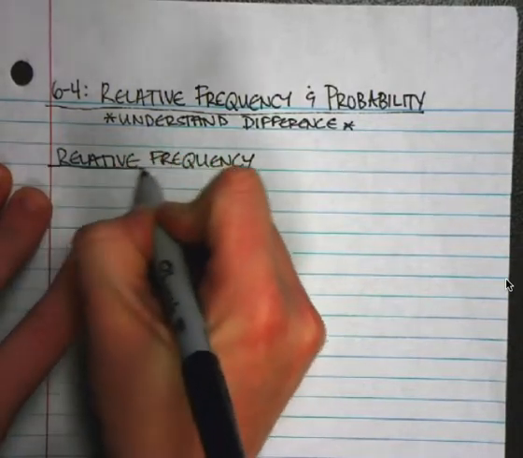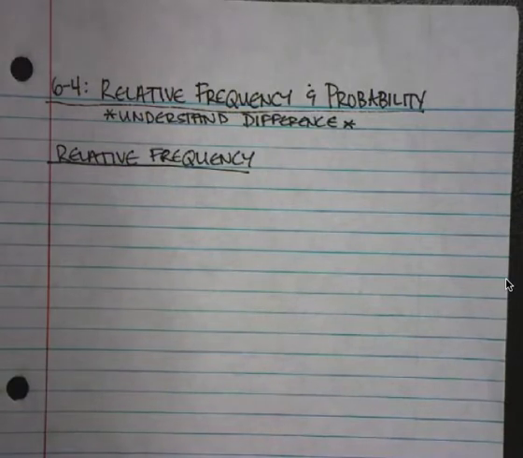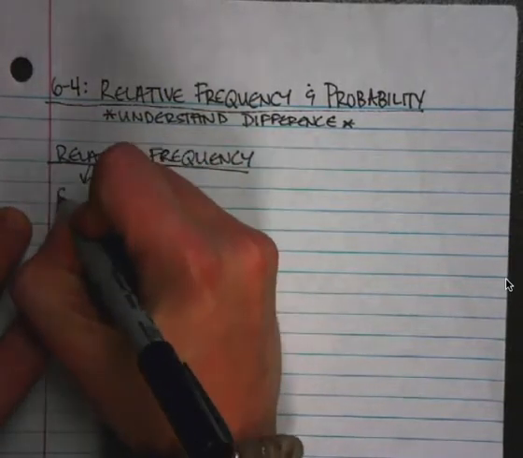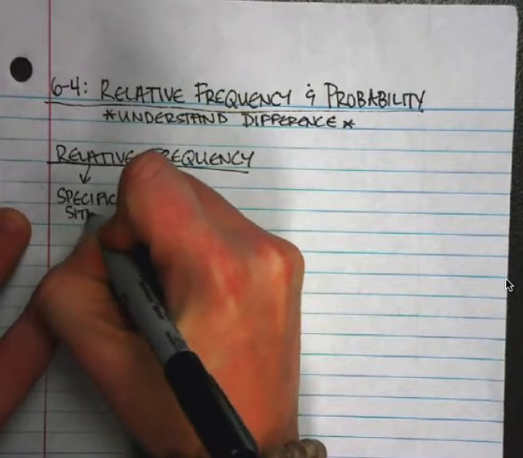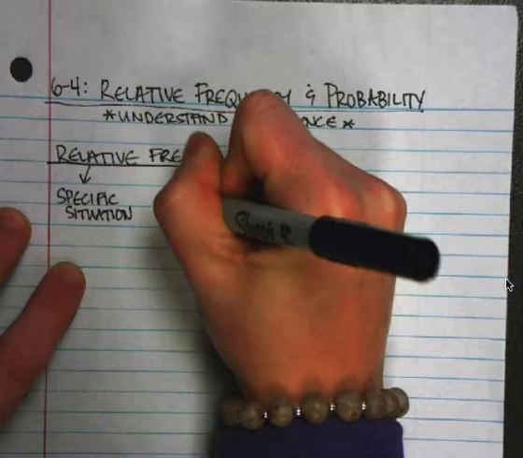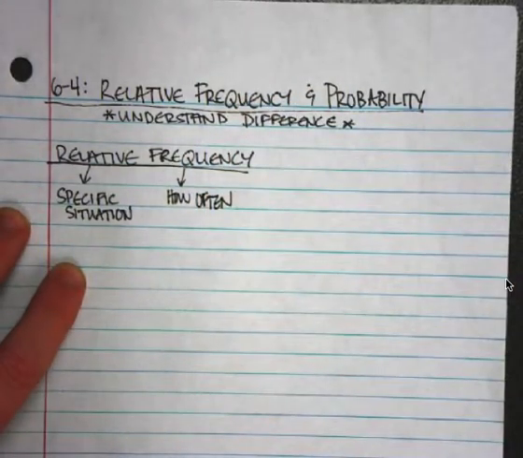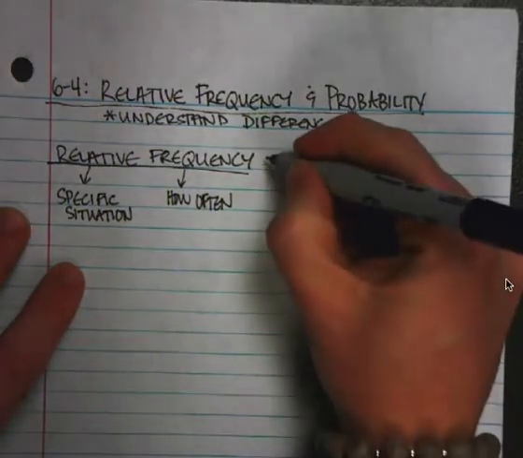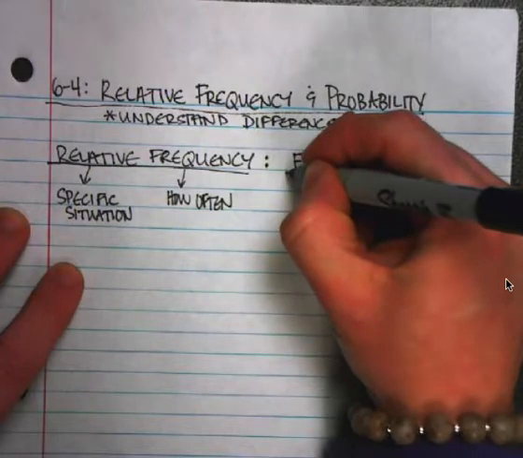Okay, so relative frequency we can talk about in terms of the two words that make up the definition. Relative, when somebody says it's all relative, it's all in regards to that specific situation. And frequency is how often something occurs. Okay? In the book, you will see notation that looks like this.